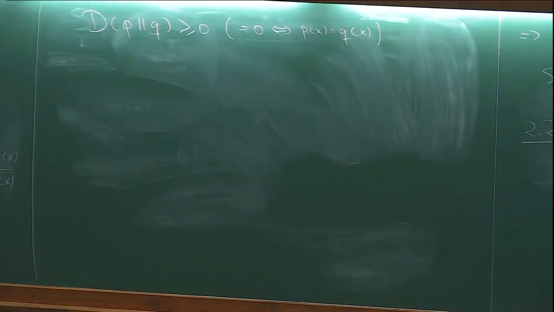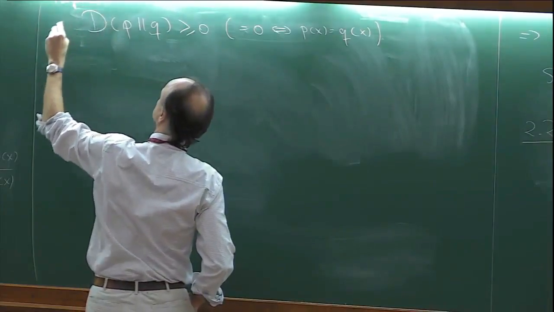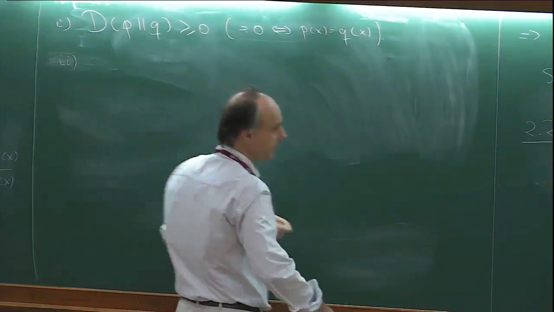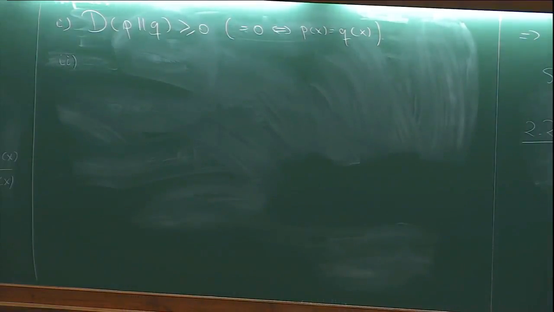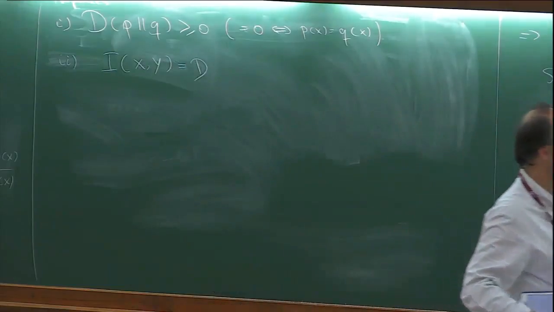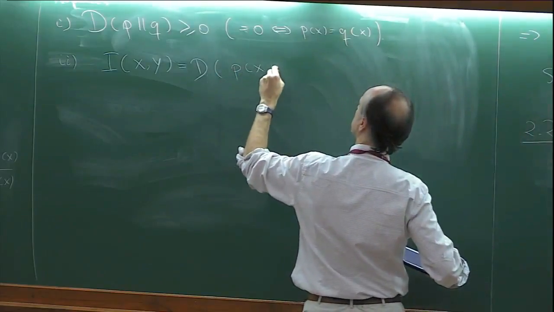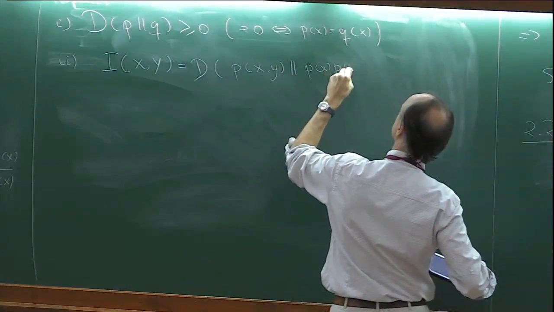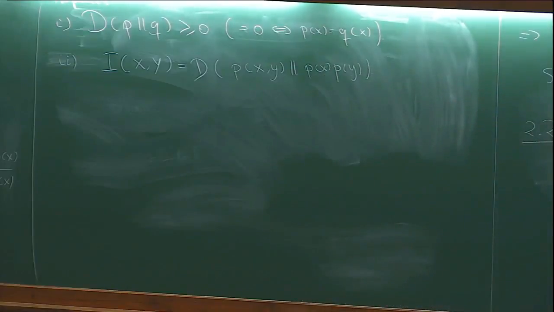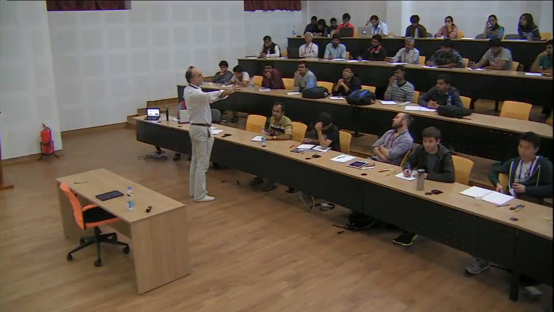This is the first of these properties. The second one is not a property, but a relationship between the two quantities that we have defined. The mutual information has this form of the log of some ratio. It's the distance between the joint distribution and the factorized distribution. So the relative entropy is how different two probabilities are, and the mutual information is how different the real one, the joint, is from the factorized marginals.